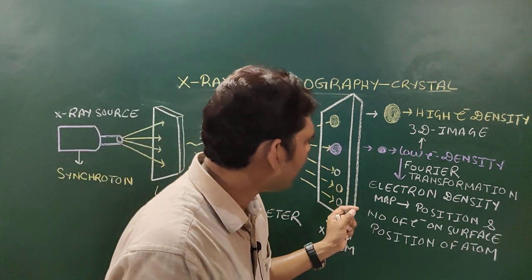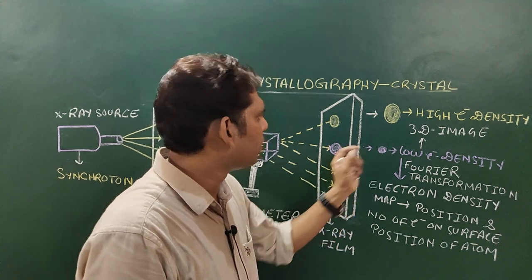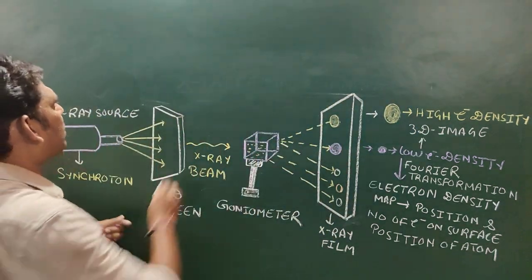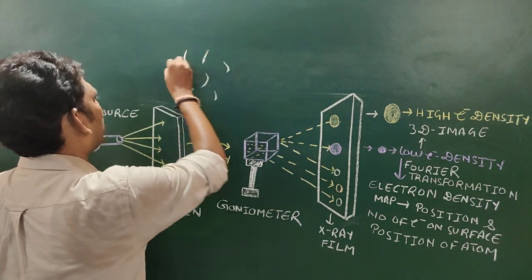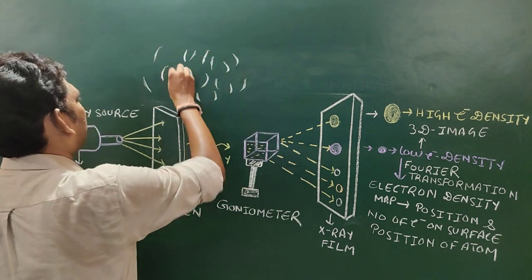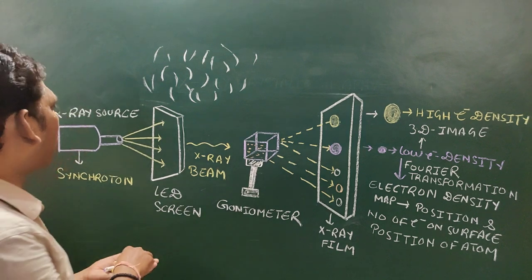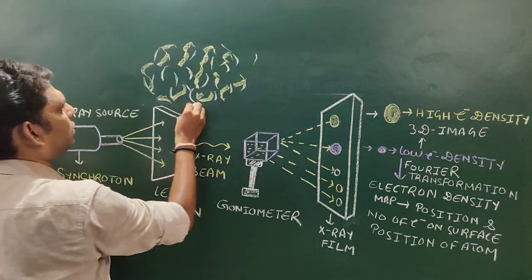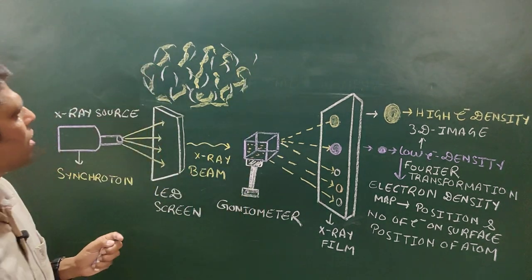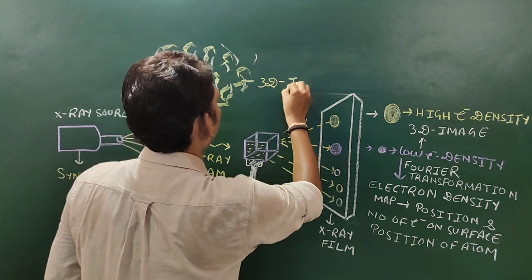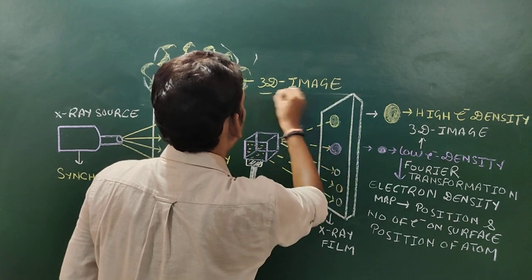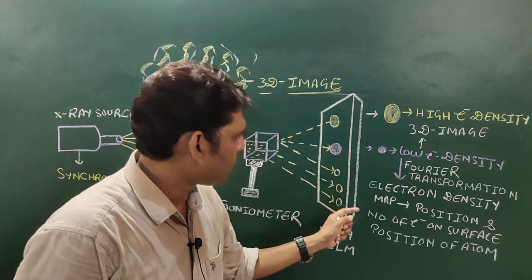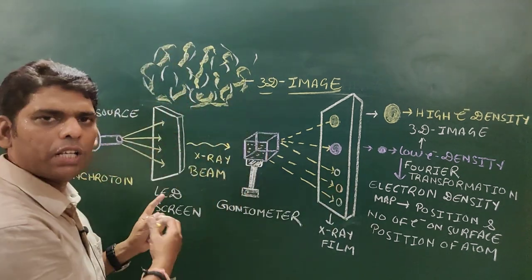Okay, students, by using the electron density map, we just put our atoms or molecule in the electron density. You can understand this like this. Suppose that, students, these are some electrons which are formed on the X-ray film, and now we put our atoms by using the electron density map in the electrons. So a 3D image of the molecule is formed. Okay students, so by using Fourier transformation, we create an electron density map, and in that electron density map we just put our atoms and we create the 3D image of the molecule.